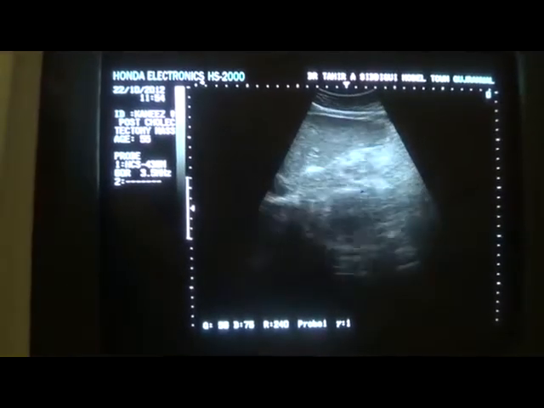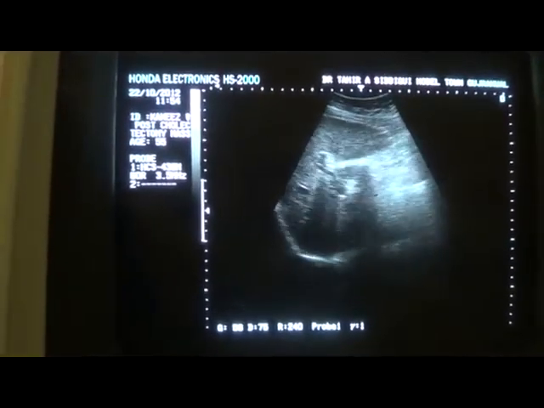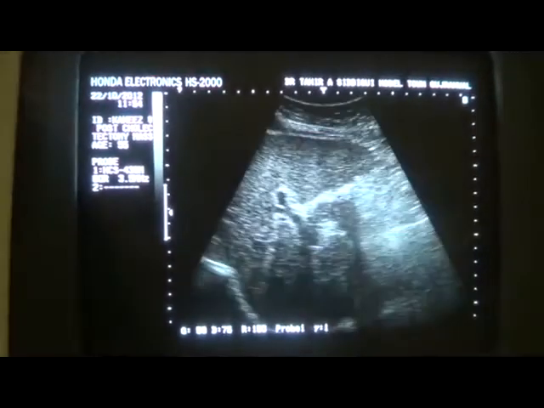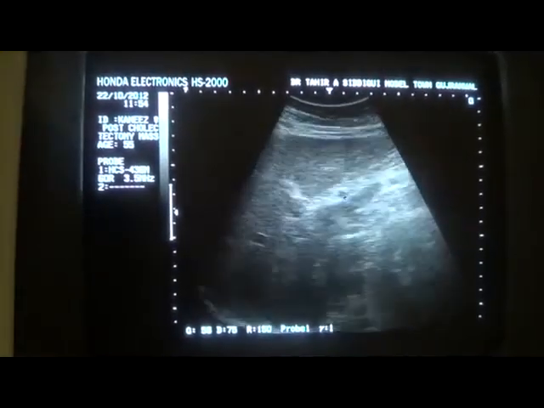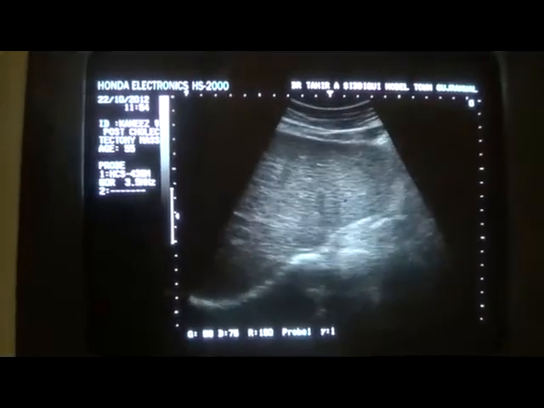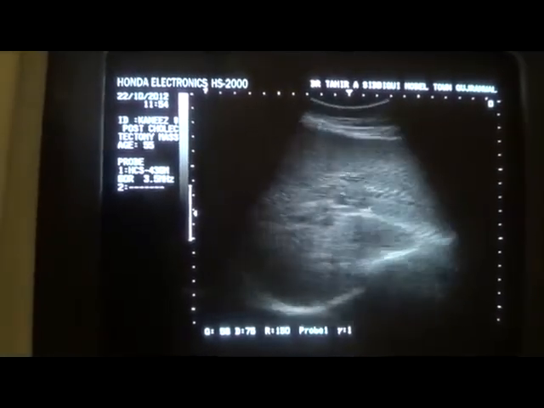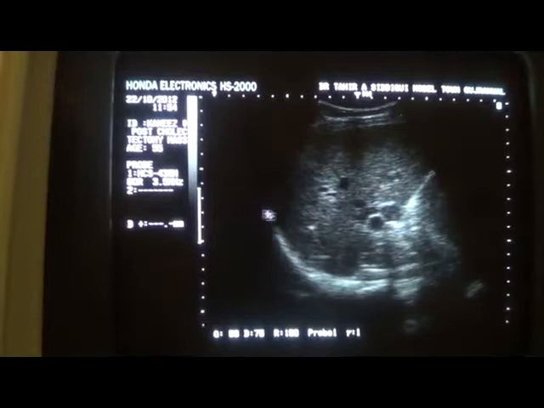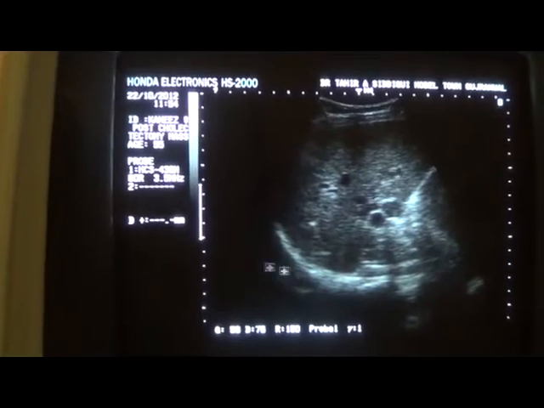This is the transverse section, longitudinal section of the liver. Both lobes can be seen. This is the transverse section. There is no pleural effusion, as this is the diaphragm, right hemidiaphragm, no fluid seen.